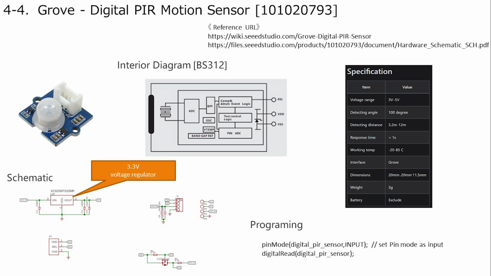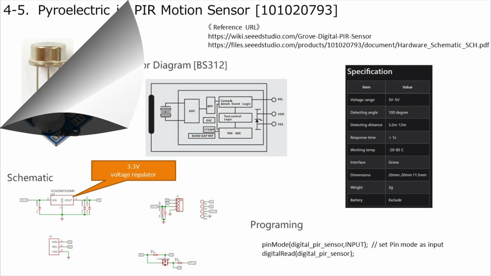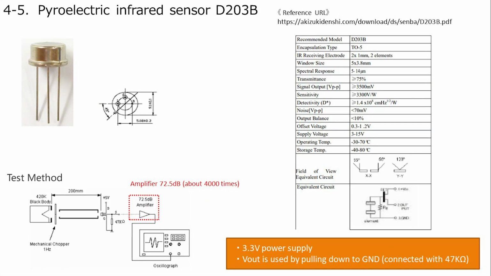Move on. This is Grove's motion sensor. The sensor seems to be using a product called BS312. Checking the block diagram, it seems that an amplifier is built in and an output of about 3 volts can be obtained. The official website also describes the program used, and it can be used with normal input settings. The visible board mainly contains voltage regulators, resistors, capacitors, etc., but it seems that all the important functions are inside the BS312.